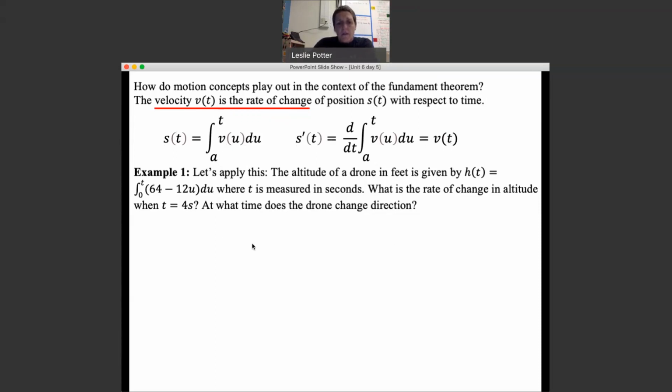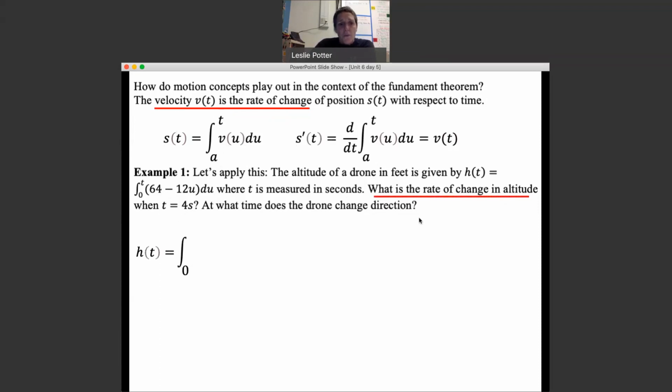So let's apply this. We have our drone back. The altitude of our drone is given in feet by this accumulation function, where we're accumulating the rate of change, and t is measured in seconds. The first question is, what is the rate of change in altitude when t is 4 seconds? So we're looking for the rate of change function.